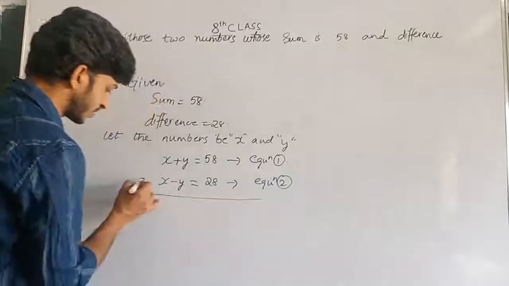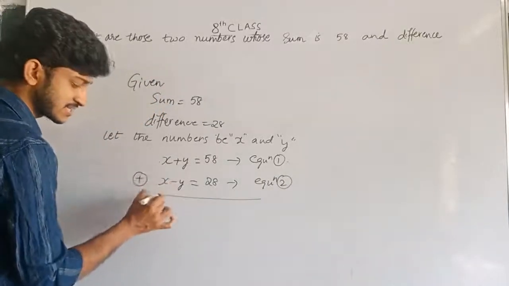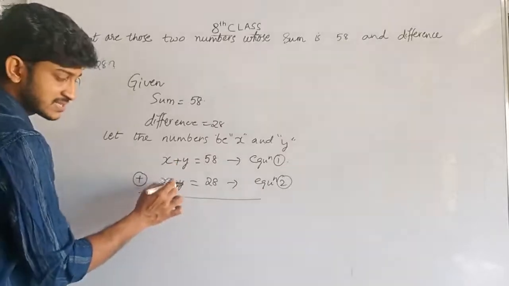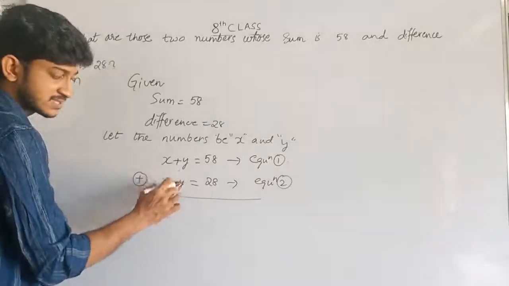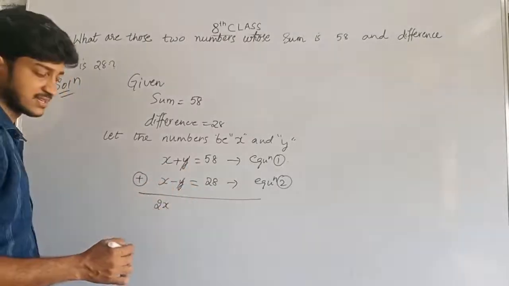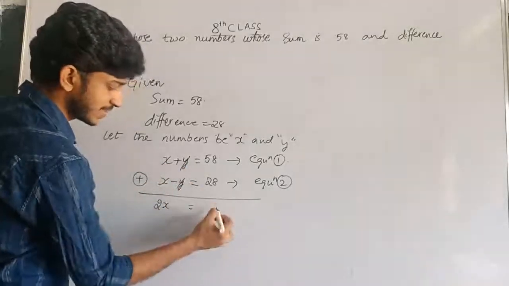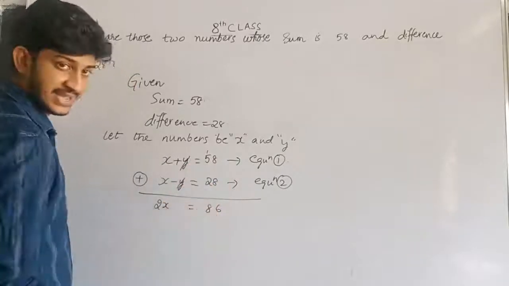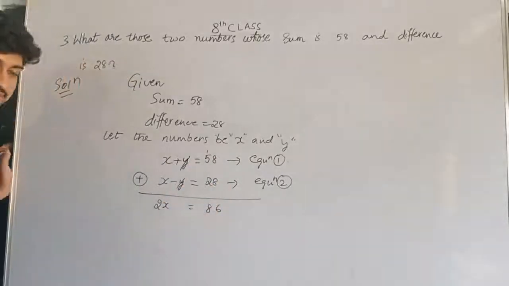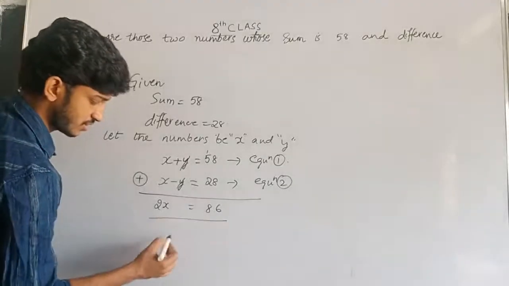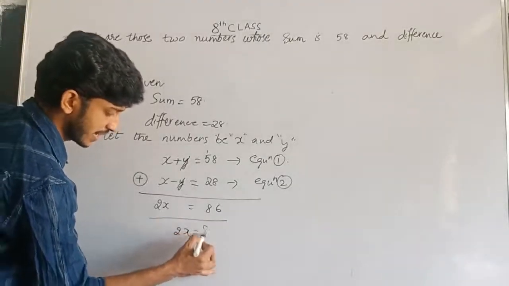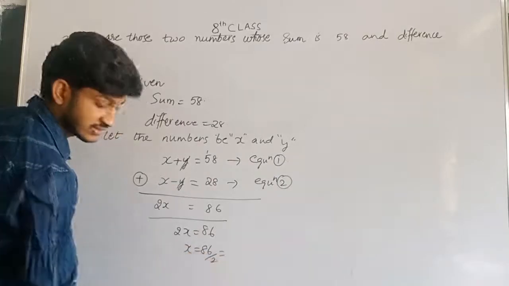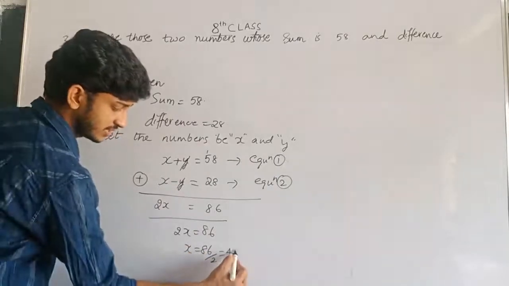Simply add these two equations here. So x plus x equal to 2x. Plus y minus y, same number with different signs, that's why these two are cancelled. So 2x equal to 58 plus 28: 8 plus 8 is 16, 1 is carry, 5 plus 2 plus 1 is 8, so 86. So 2x is equal to 86. Now solve this. 2x equal to 86 means x equal to 86 by 2, that's equal to 43.